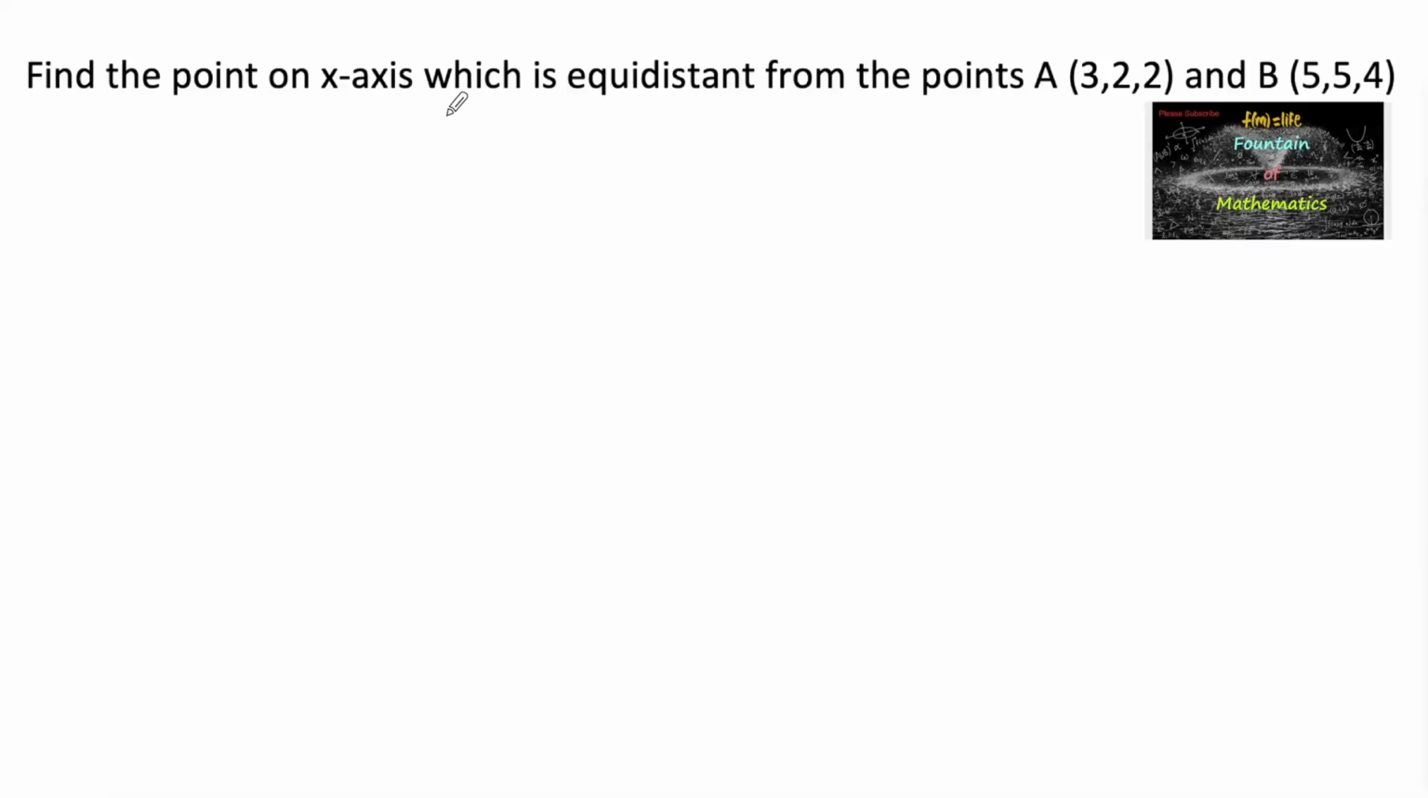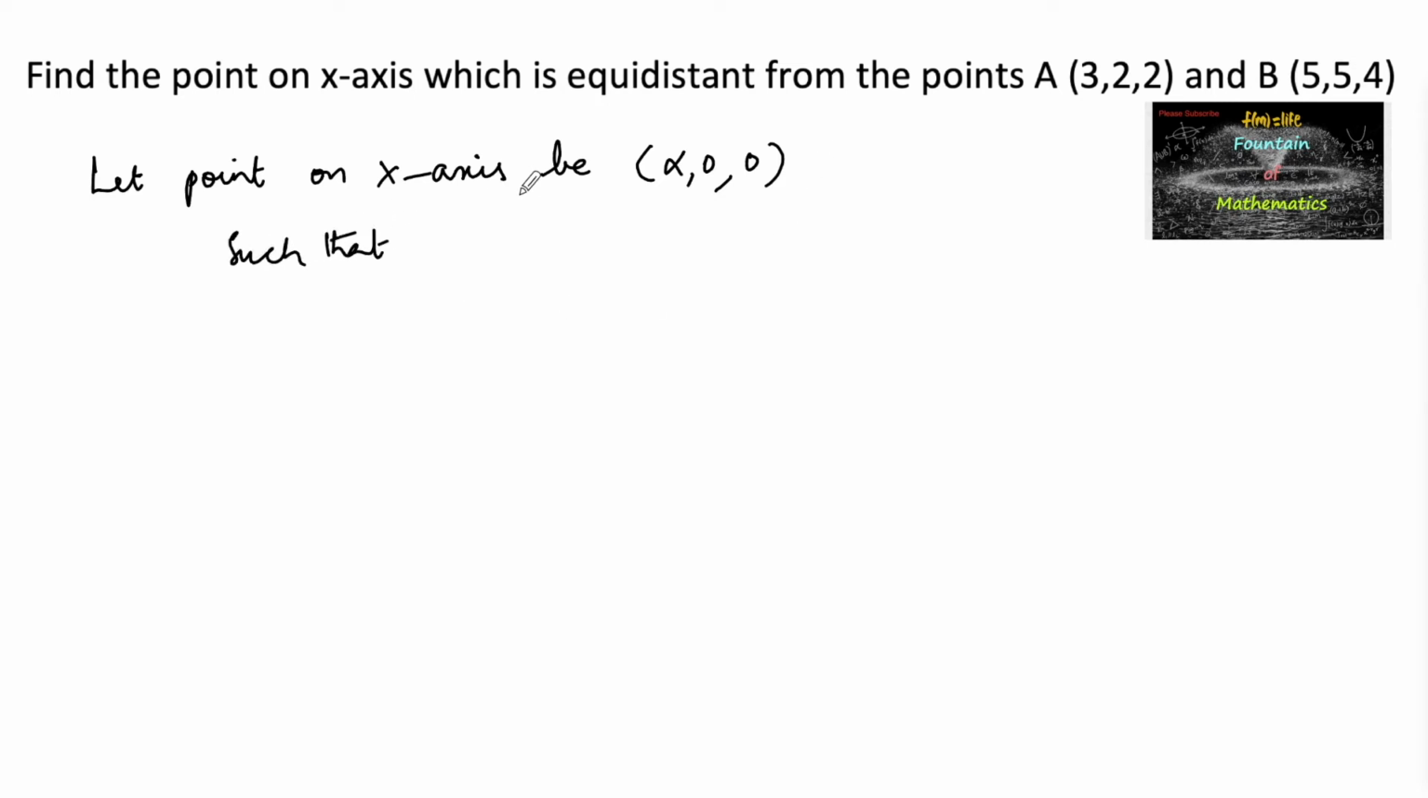Find the point on x-axis which is equidistant from the points A(3, 2, 2) and B(5, 5, 4). So we know that any point on x-axis has y coordinate and z coordinate equal to 0. So let the point on x-axis be P(alpha, 0, 0), whose y and z coordinates are 0, such that it is equidistant from the points A and B. So PA is equal to PB.